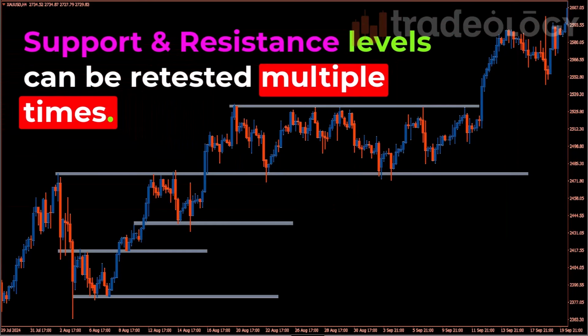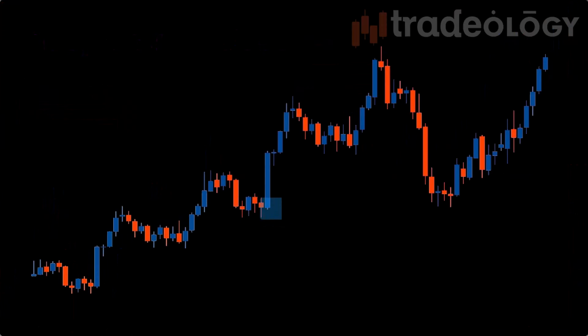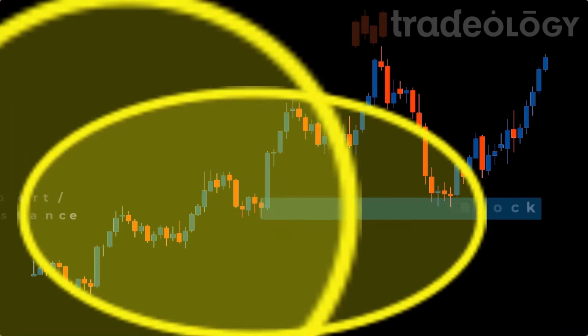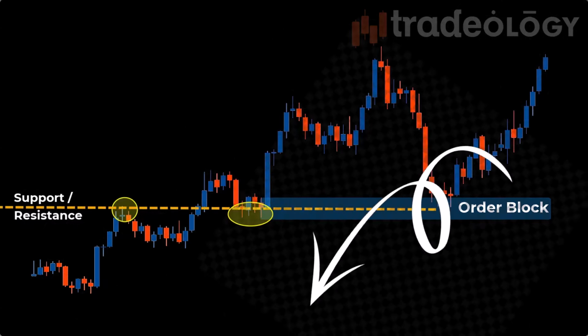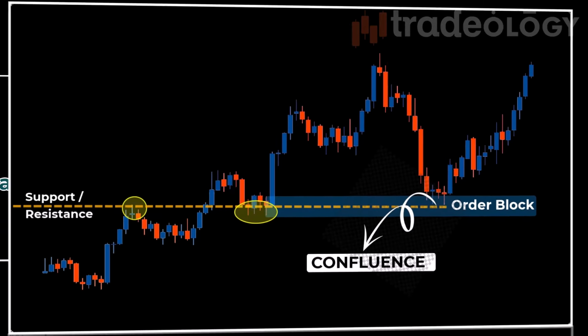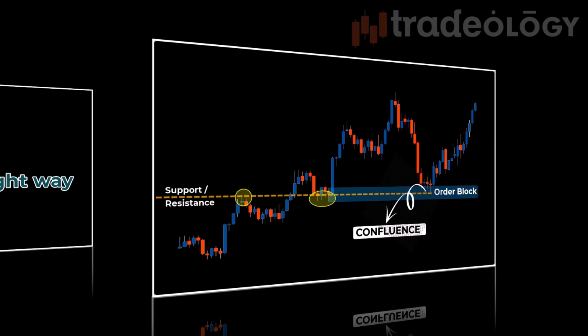And here's the kicker. While they're different, they can be combined. If an order block forms right where resistance is, that's confluence. And confluence means way higher odds the price reacts huge at that spot.